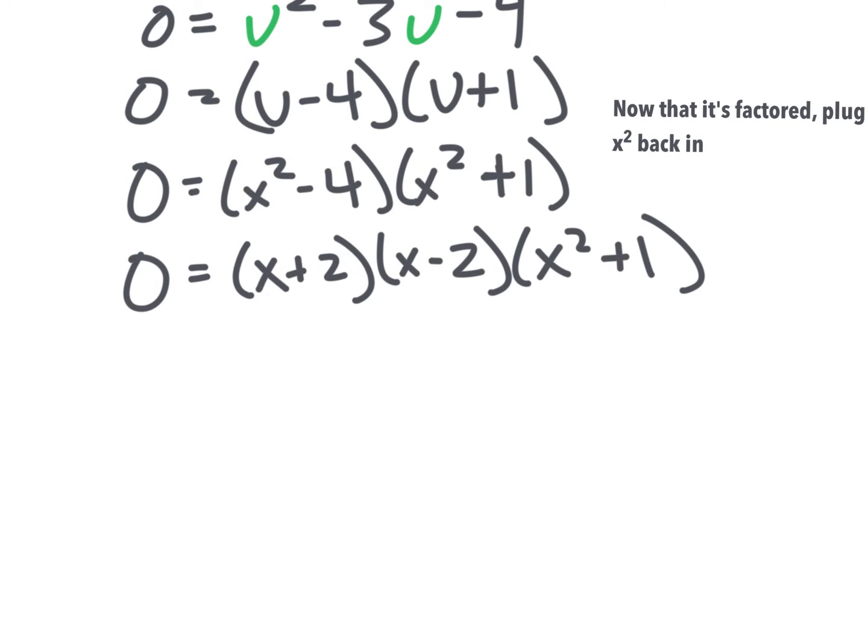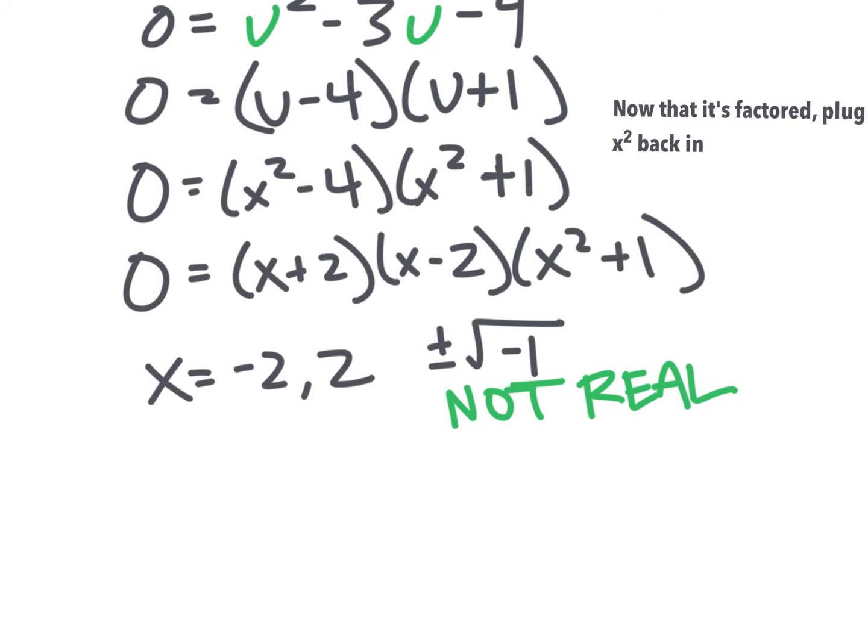All right, so setting everything equal to 0, we see x equals negative 2 and 2. And then x squared plus 1 equals 0. That gives me plus or minus the square root of negative 1. But we're not going to pay attention to those right now because those are not real. So this has two distinct real zeros of 2 and negative 2.